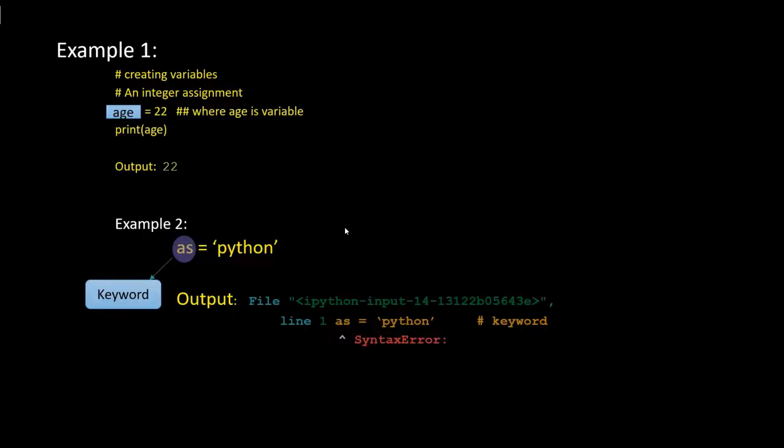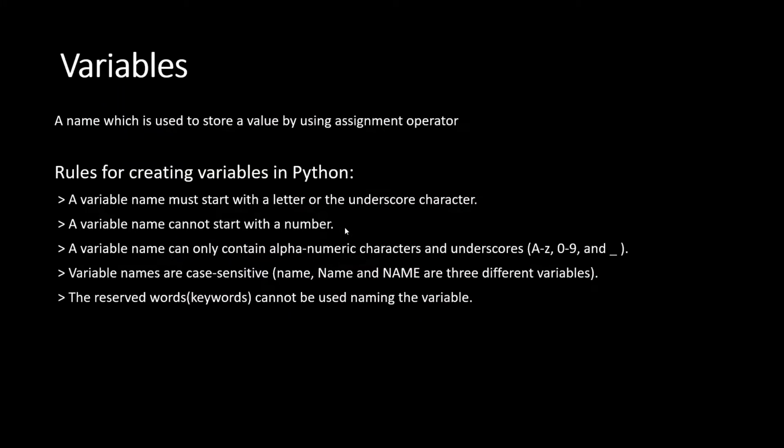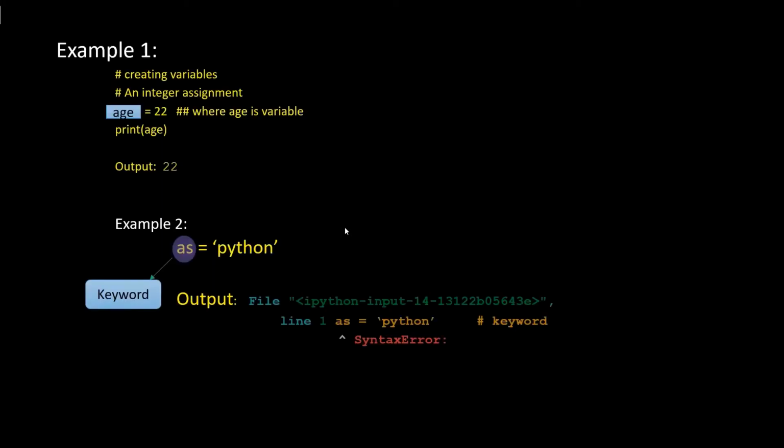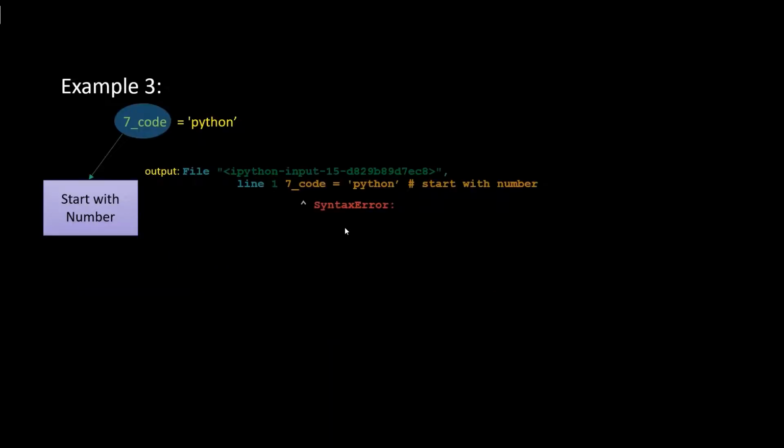Now see the second example, where we get an error because as is a keyword. Reserved words, meaning keywords, can't be used as variables. We used as = Python, and as is a keyword, so we get an error in variable creation. The third example is 7_code = Python. Here also we get an error because the variable starts with the numeric digit 7. Variables can't start with a digit, so it shows an error for starting with a number.